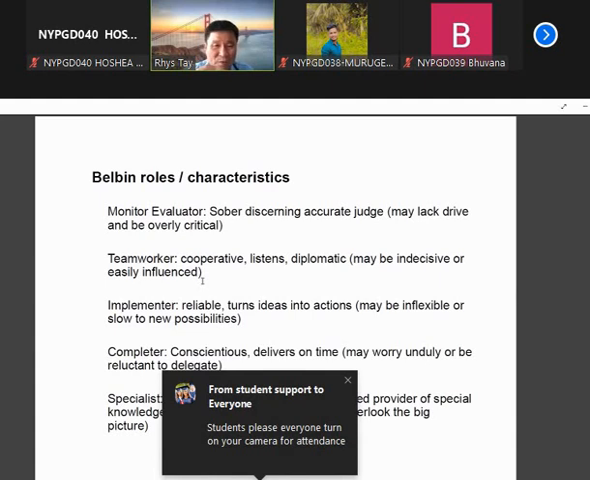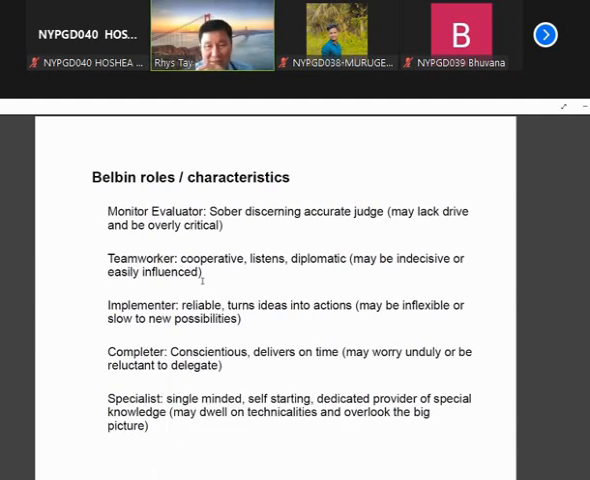So for example, the monitor evaluator. What is the role? That one relates to the project engineer, electrical engineer, whatever. He will monitor the job in that aspect, whether it is on time, overrunning the cost or whatever. So this is one example of Belbin roles and characteristics.